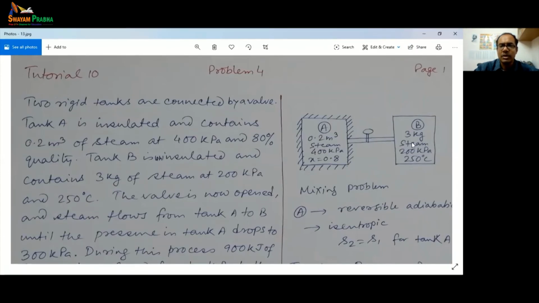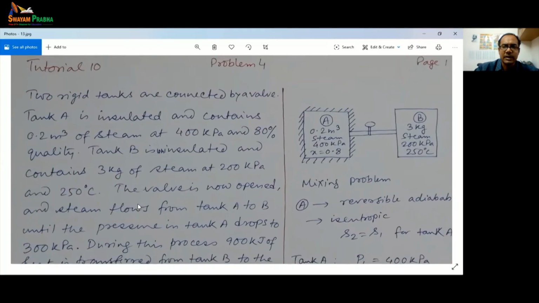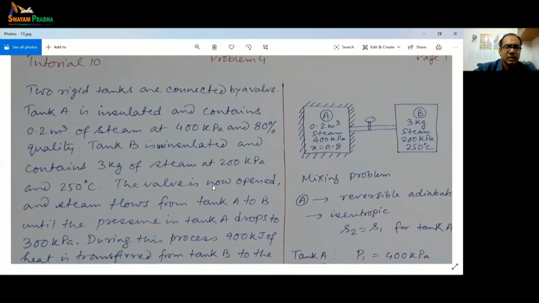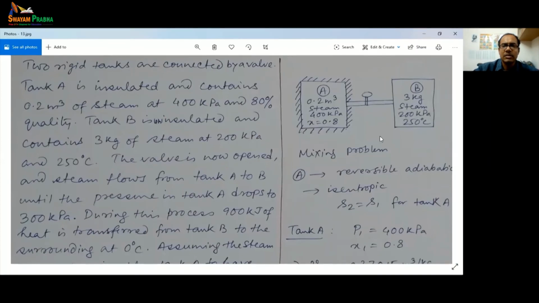Now the volume is not given, but the mass is given, and also the condition: 200 kilopascal and 250 degrees centigrade. Now we have to find out in which part of the saturation dome this steam lies, and all those things we have to find out. Now this is the initial condition.